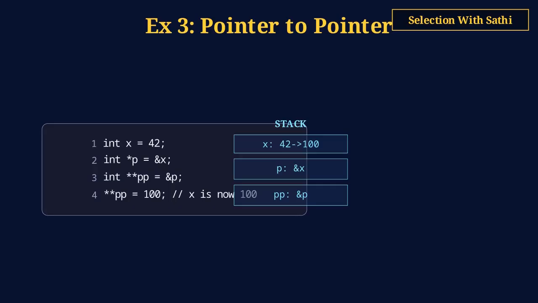If we write **pp = 100, we change x to 100 through two levels of indirection. Double pointers are used for dynamic 2D arrays and when a function needs to modify a pointer itself.